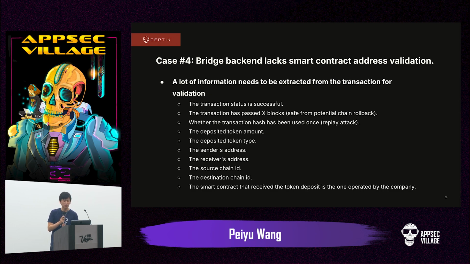For this kind of bridge, the backend actually needs to validate a ton of stuff. In that particular application, it needs to validate, for example, that the transaction status is successful, and it needs to get the deposit amount and the sender and receiver addresses. If anything is not validated correctly, it can cause the bridge to become vulnerable. In this case, the backend does not verify that the smart contract that received the token is the one operated by the project.